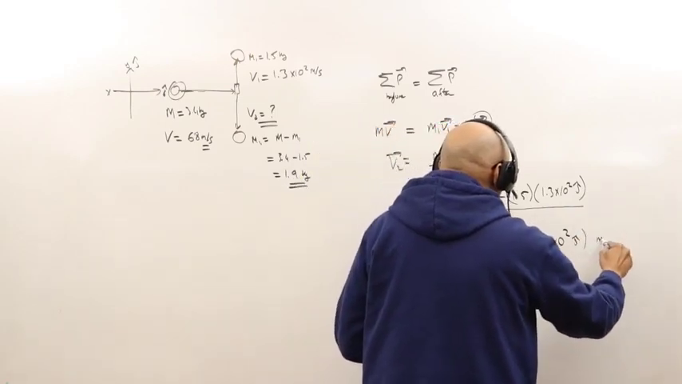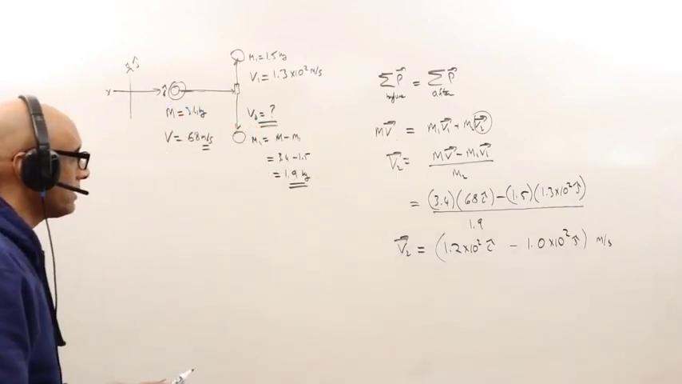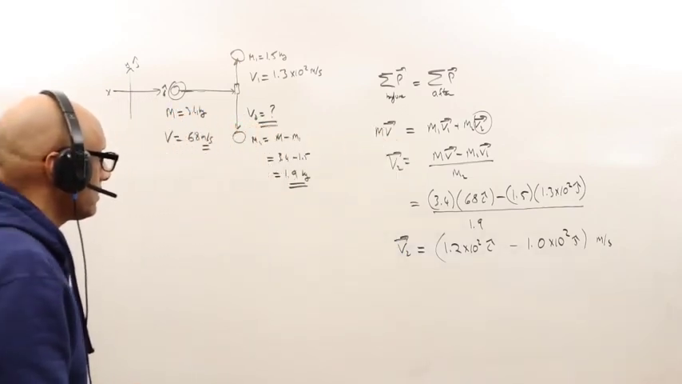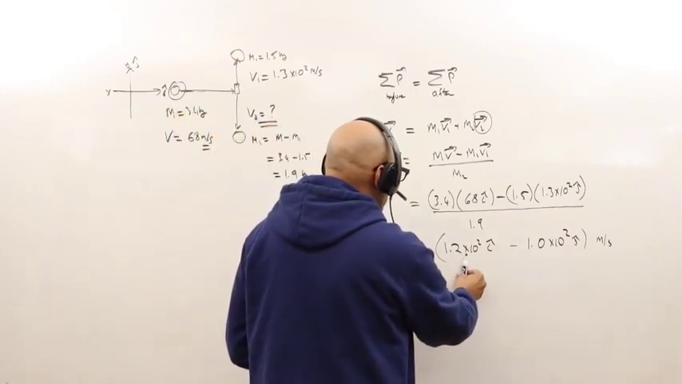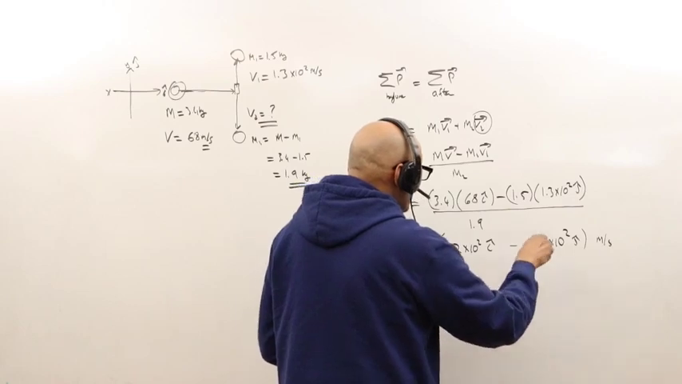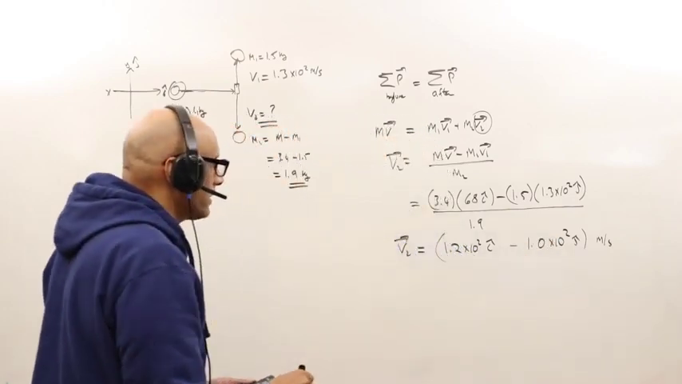And the standard units are kilogram meters per second, so the velocity is meters per second. So it's traveling at 120 meters per second in the x direction and down by 100 meters per second in the j direction.